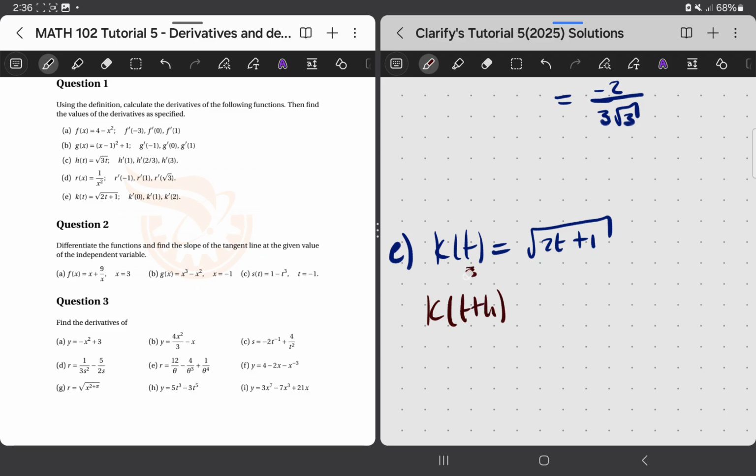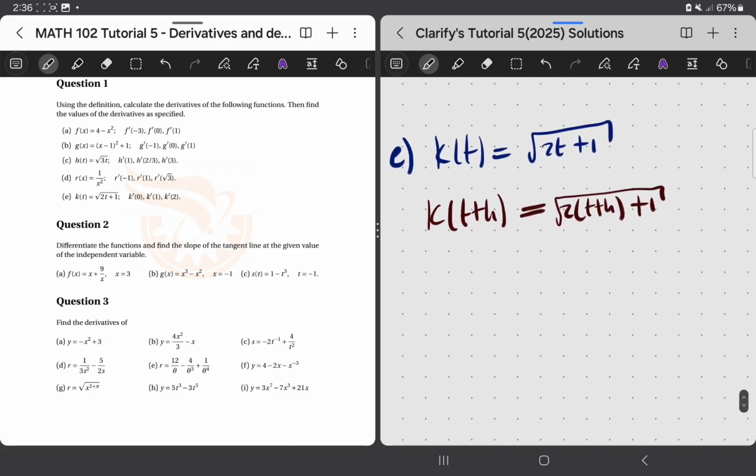We change whatever was inside, whether it was an x or whatever, we put what you get when you add an h to it. So it's now t plus h. So instead of 2t, it's 2 of t plus h. Don't forget, 2 is affecting both t and h, because where there was t, you're putting t plus h, then you say plus 1, then you put the square root outside.